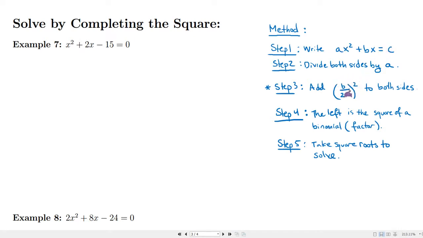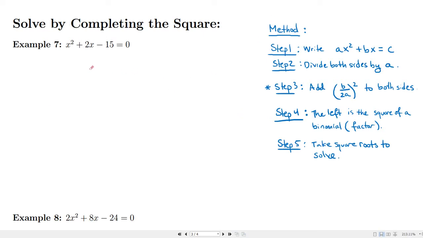And the reason for that, as you'll see when we solve these problems, is that the left-hand side you have after step 3 will be something you can factor. It'll be the square of a binomial. And because it's the square of a binomial, we can finish the solution by taking the square root of both sides. So this is the weird step where you have to figure out what to add to both sides. But after that, the rest of it is a little more standard.